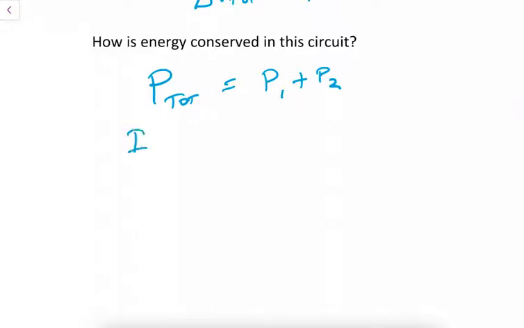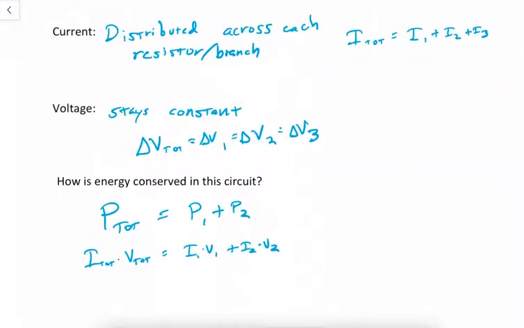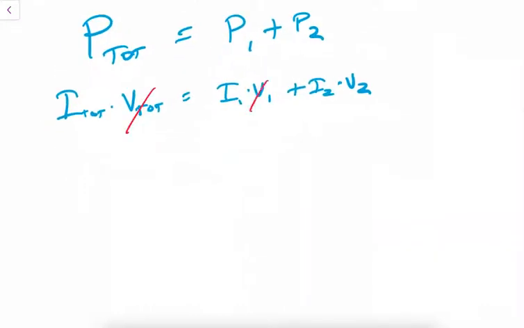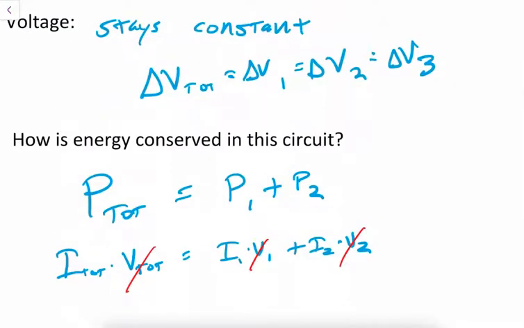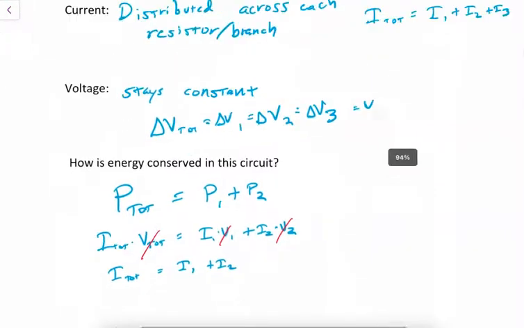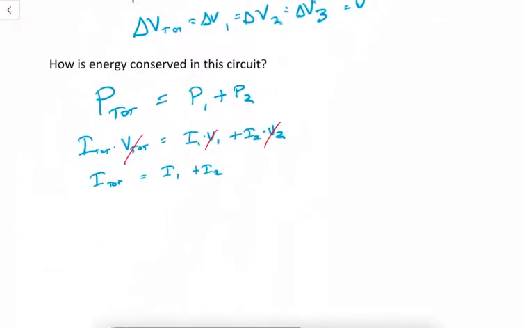And that is, we have I total times V total is equal to I1 times V1 plus I2 times V2. Now, we saw that our voltage stays constant in this situation, so I can cancel out my total voltage, V1 and V2 if I just divide both sides by, let's say, V. All of these could just be called V, right? Okay, so we end up with I total is equal to I1 plus I2. Hey, that's kind of like the situation with current distributed across each resistor.